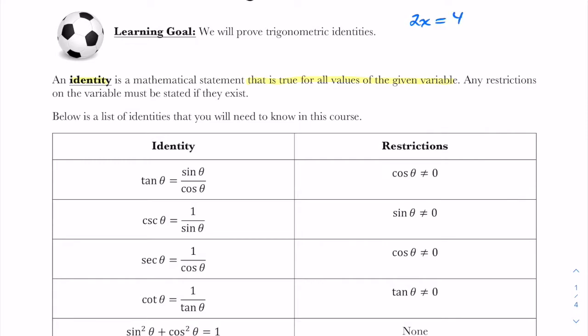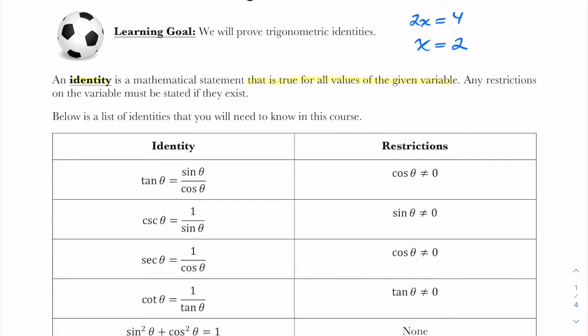If I were to ask you, what values of x makes this equation true, you would solve for x. So dividing both sides by 2, we get that x equals 2. So notice this equation is true only when x equals 2. That's an equation, but here's the difference between an equation and an identity. Identities are true for all values of the given variable. So imagine if 2x equaled 4 for all values of x. Clearly it's not, but if it was, this would be an identity.